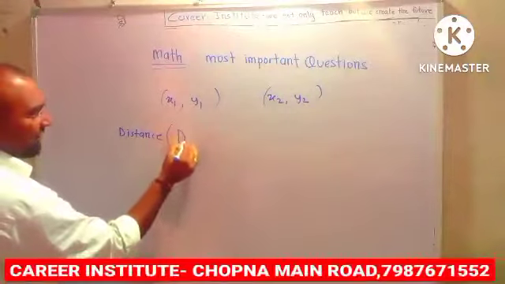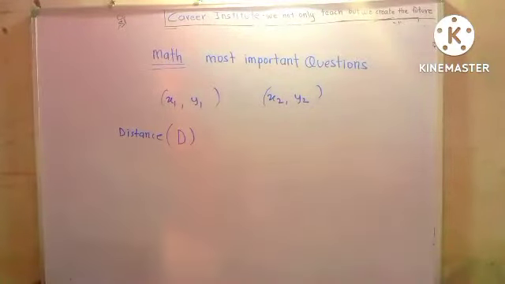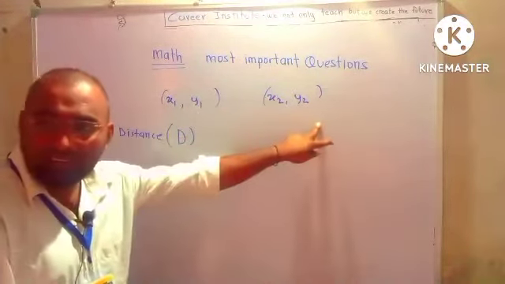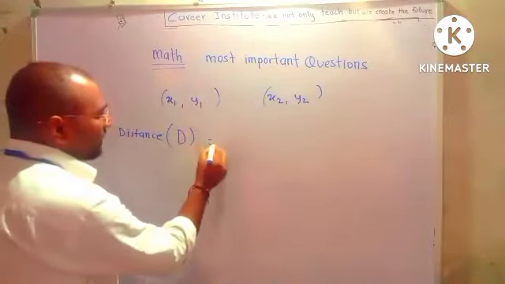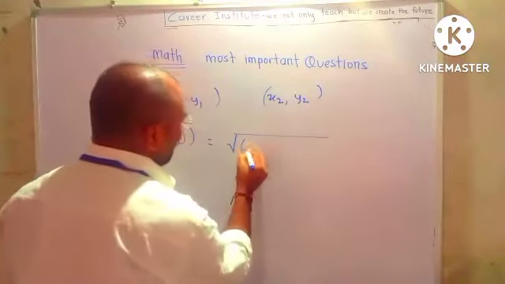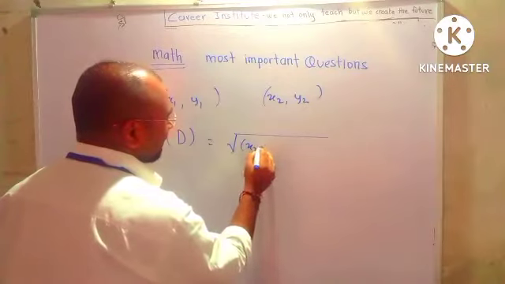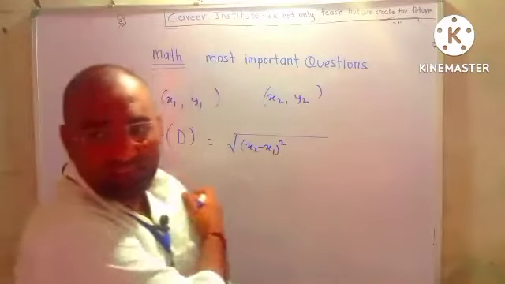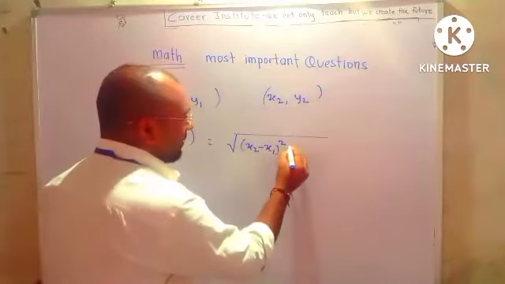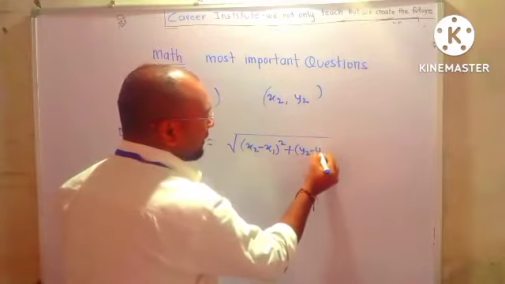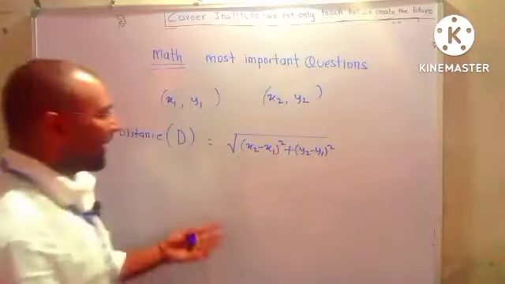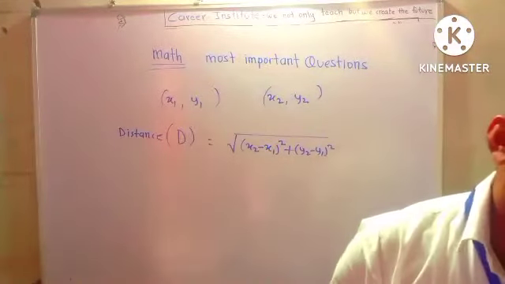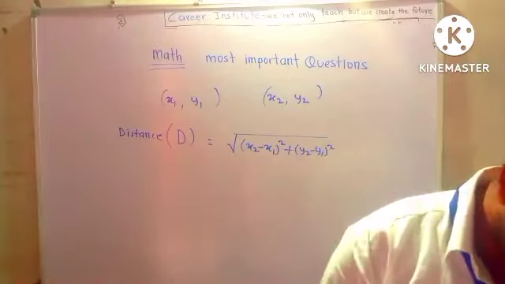Distance is denoted by D. So we have to find out the distance between this point and this point. The formula is root of x2 minus x1 whole square plus y2 minus y1 whole square. What are we finding out? Distance. Distance between how many points?